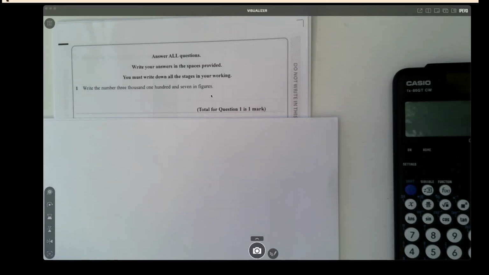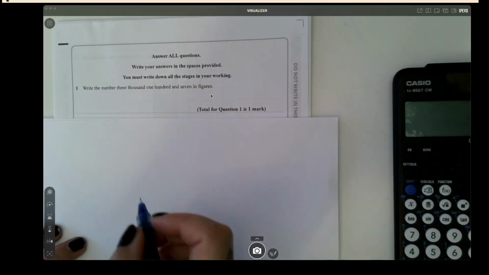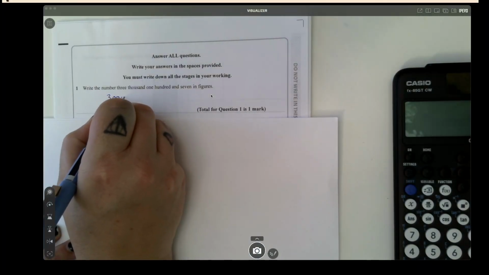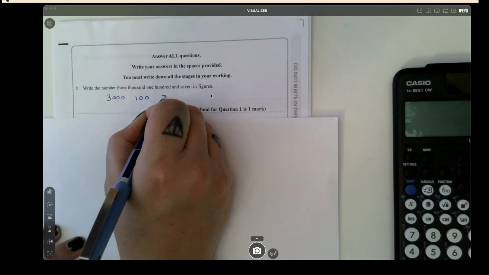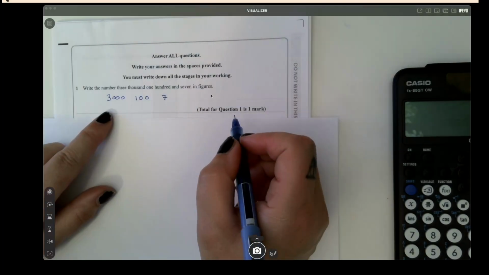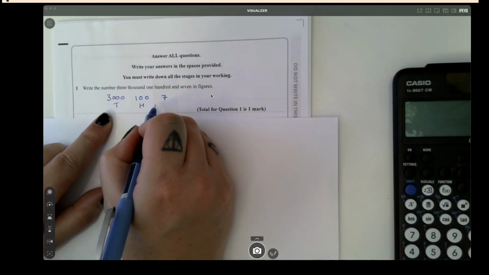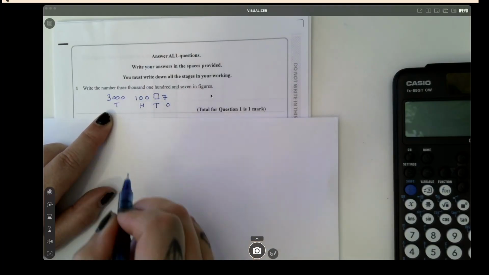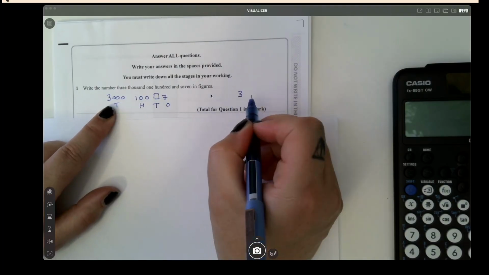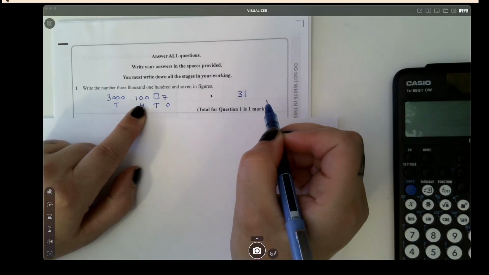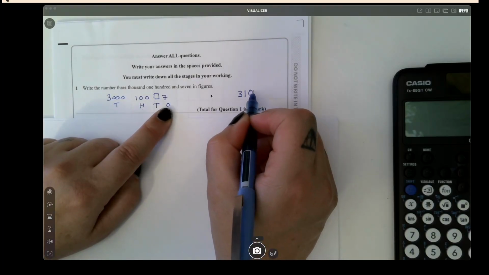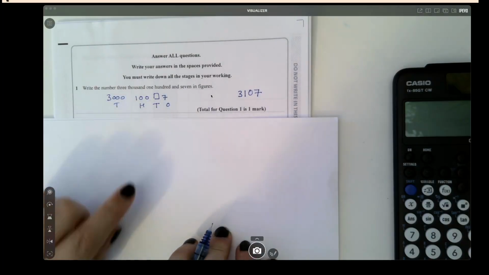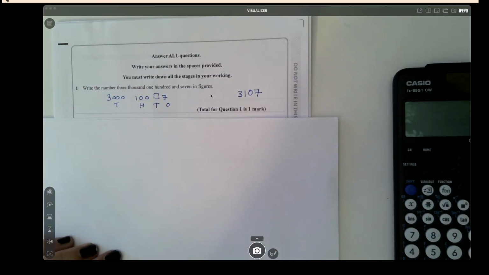Question 1. Write the number 3,107 in figures. So we have 3,107. So we've got thousands, hundreds, no tens, and we've got ones. So we're going to have a 0 here in the tens column. So we've got 3,000, 100, 0 tens, 7 ones in figures there on the answer line.